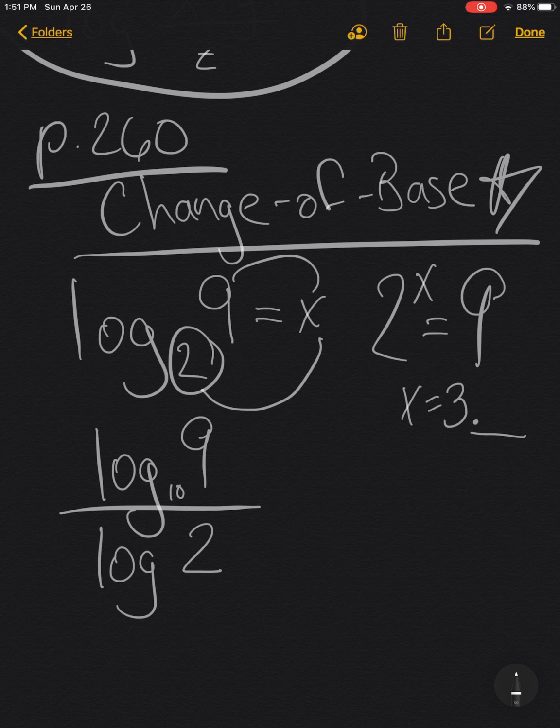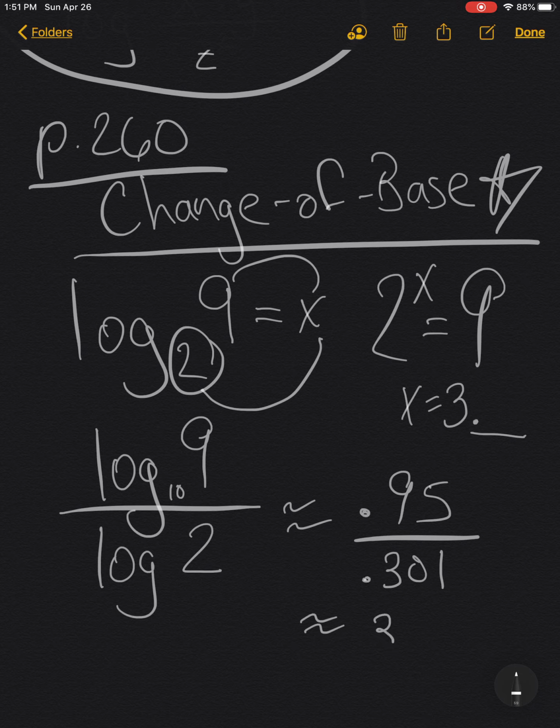So let's do this together. Log of 9 is approximately 0.95. And then we're going to do log of 2 in the calculator, and that's going to be approximately 0.301. Then divide that. And my calculator is telling me the answer is approximately 3.16, which makes sense, right? Because we said in the beginning, the answer should be close to 3.